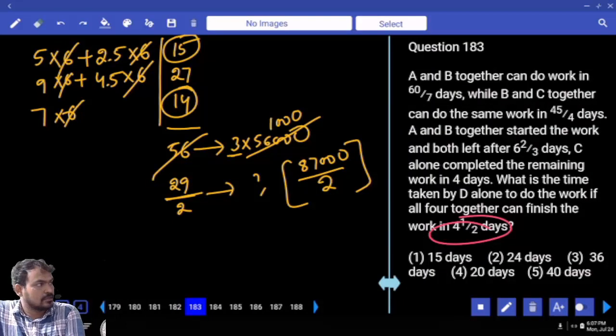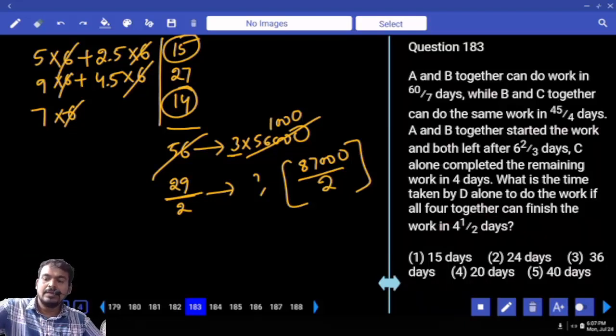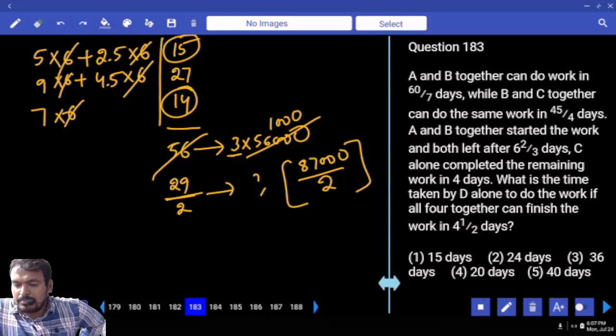Next 183. A and B together can do a work in 60 by 7 days, and B and C together can do the same work in 45 by 4 days. A and B together started the work and both left after 6 by 3 days. C alone can complete the remaining work in 4 days. What is the time taken by D alone to do the work, if all 4 together can finish the whole work in how many days?